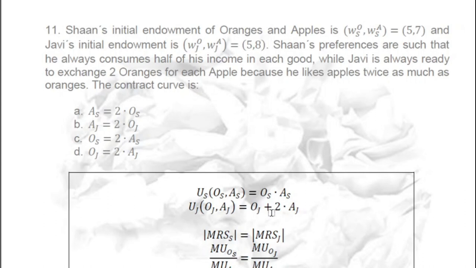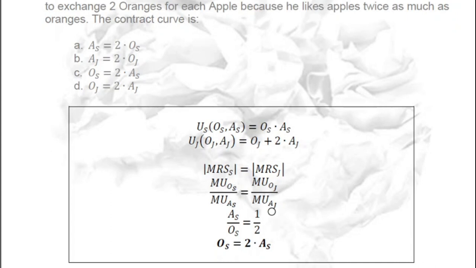So we look for the contract curve by equalizing the MRS, because the tangency condition holds. The MRS for Sean is the derivative with respect to O, which is A, divided by the derivative with respect to A, that is O. Now for Harvey, the MRS is the derivative with respect to O, which is 1, divided by 2, the derivative with respect to A. So if we isolate, for example, O, we have O equal to 2A. Then the correct one should be C.